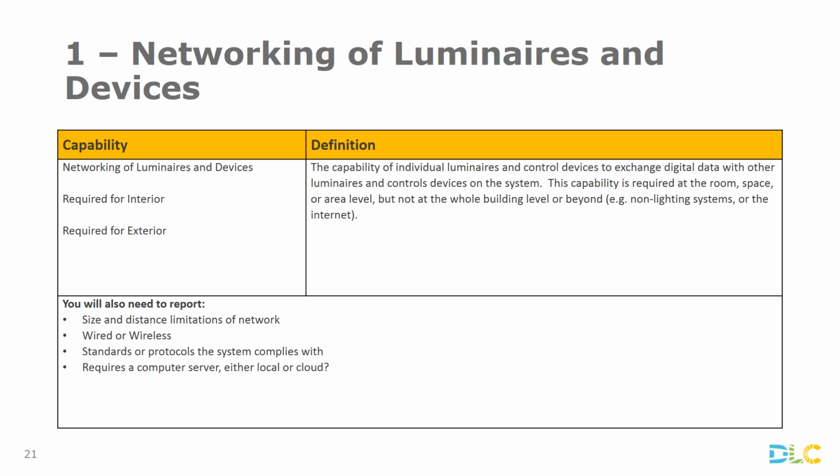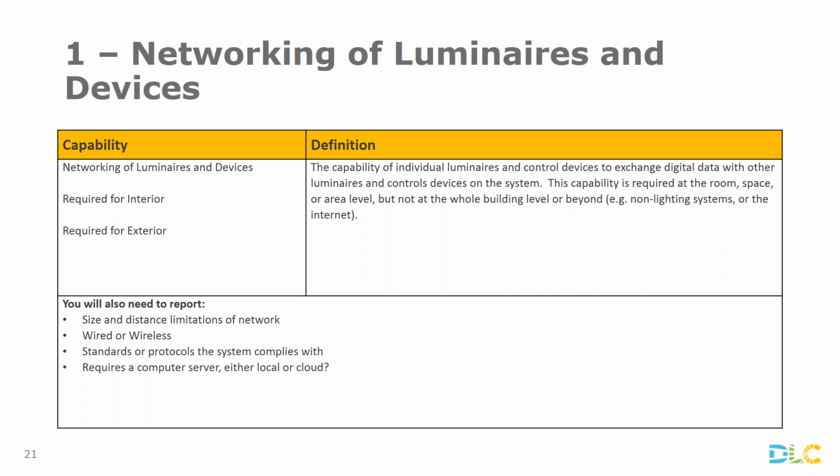Some of the networking or communication standards or protocols your system complies with, or is it proprietary? And whether your system requires a computer server. Maybe it's a local computer server or cloud-based. And some of this information ends up on the QPL because these are important aspects for a user or a designer, a specifier, or a contractor to consider as they're choosing a system for a particular project.